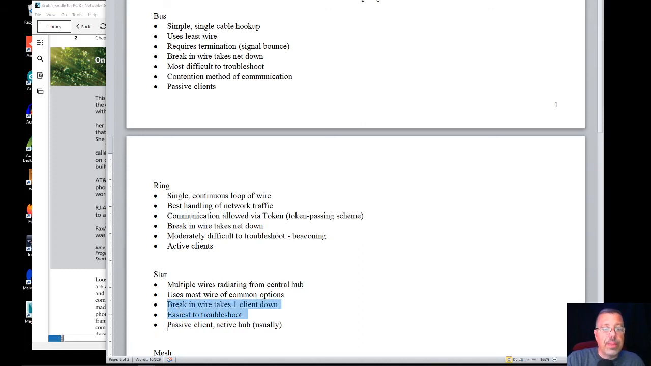Oh, and I've got passive clients. We talked about how the clients don't care. The hub is usually active. Actually, the hub or switch is always active because it repeats. So anything that's active repeats a message and passes it along. And we know that in the example we had, our device in the middle repeated everything and sent it out. Okay, so that is the end of topologies.